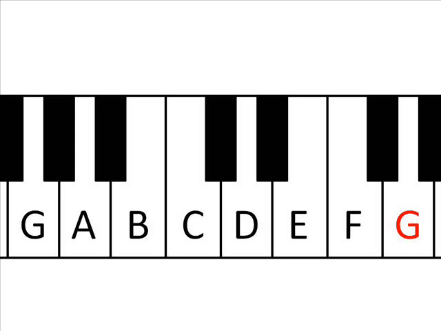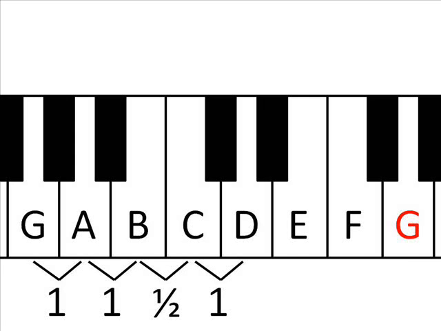Here you see I've ordered the notes G through G, which is G, A, B, C, D, E, F, G. So let's test out the intervals. G to A is a whole step. There is a black key in between. A to B is a whole step. B to C is a half step.